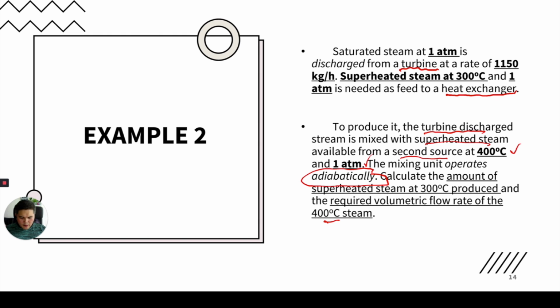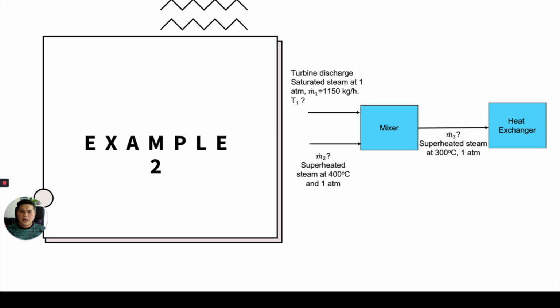When we look at this problem, first of all, remember that we need to draw the flow chart. So how would the flow chart look? Initially you have the turbine discharge, saturated steam at 1 atmosphere, with a flow rate of 1150 kg per hour.